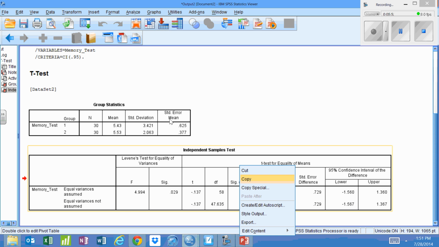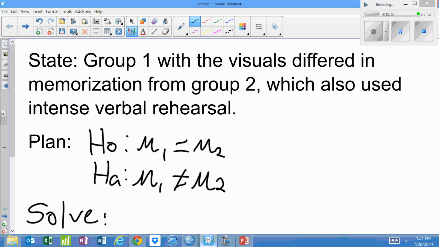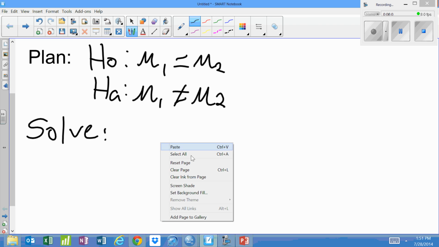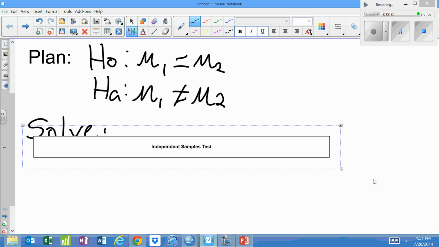You would want to copy this table here, just the independent samples test. We don't have to worry about the top one because all that gave us was our descriptive stats. You can copy and paste that into your Word document, just like you did on the other homework assignments. Hopefully it pastes better than mine just did.